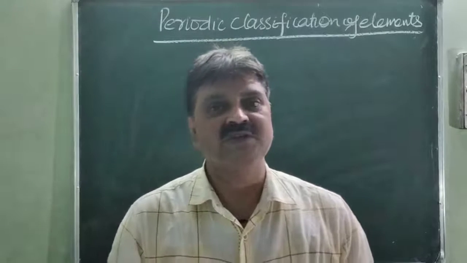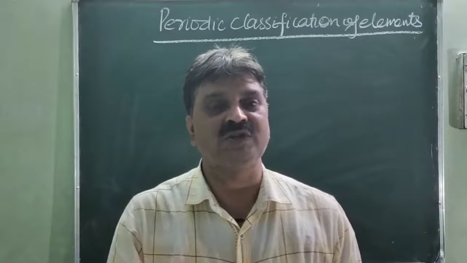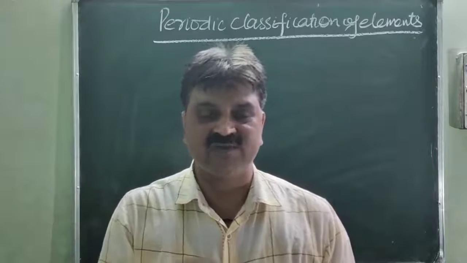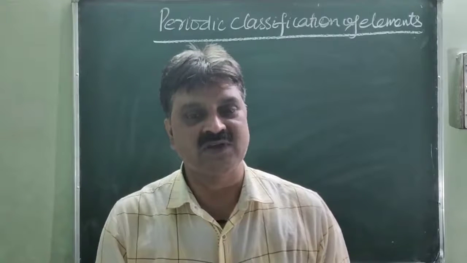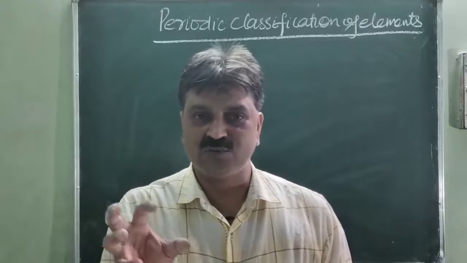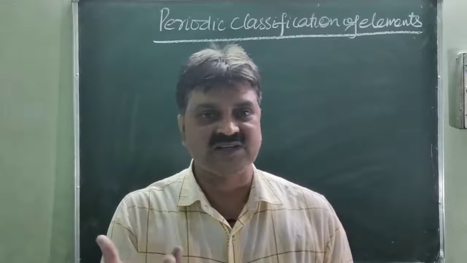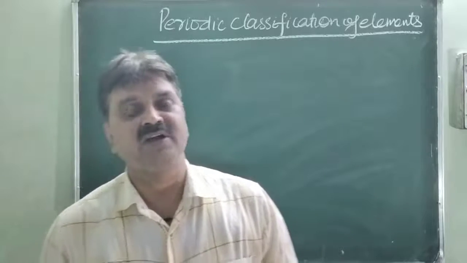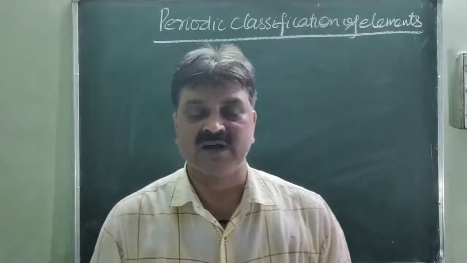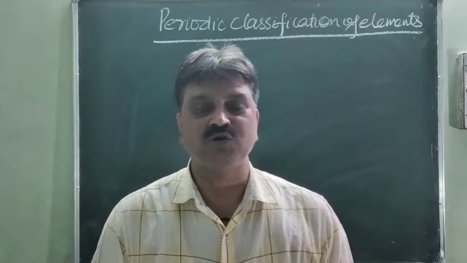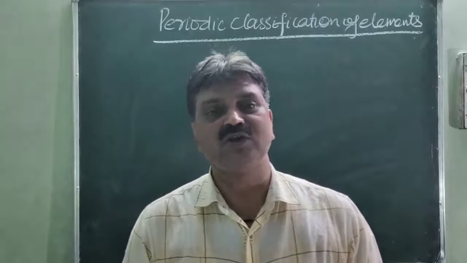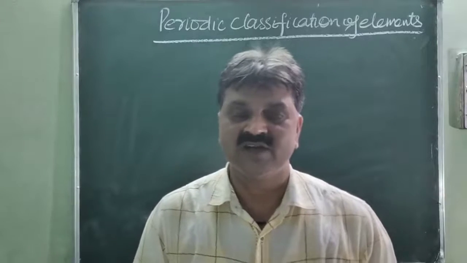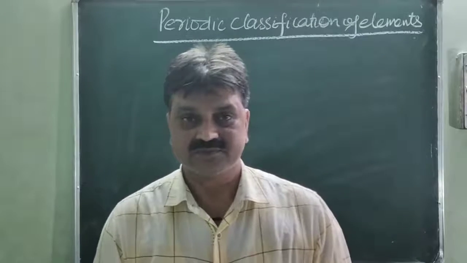Zeff effect means the effect of the nucleus on the electron, because the filling of electrons takes place into the same subshell. Due to this, electrons come close to the nucleus and their size decreases. And when coming from top to bottom within the group, the number of shells and number of electrons both increase. Due to this, the distance between nucleus and valence electron increases and size increases.